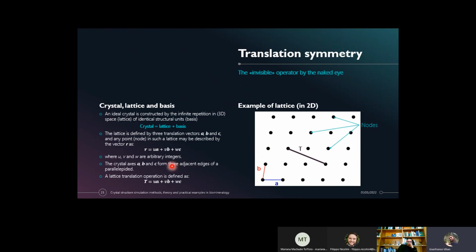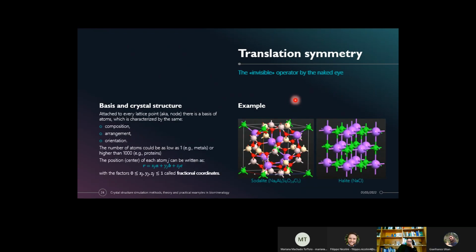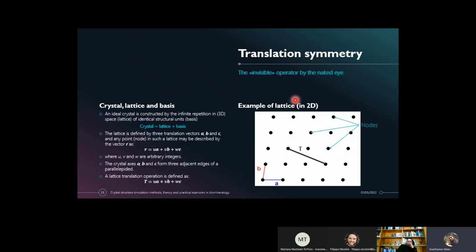So the crystal axes A, B, and C form three adjacent edges of a parallelepiped, obviously. And the lattice translation is defined in this way. This is the mathematical operator that describes this translation, which is reported here, for example. Okay. These are the nodes, these black dots here.